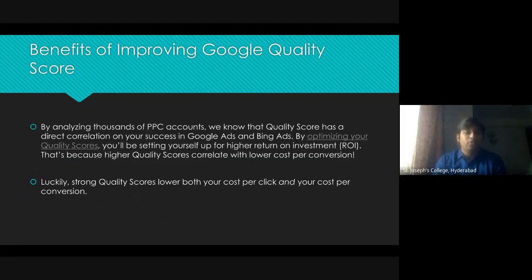So, the benefits of improving the Google quality score. The first best benefit is that you can improve your return on investment. Your ROI increases considerably when you have a really good Google quality score. Strong quality scores lower both your cost per click and also your cost per conversion.